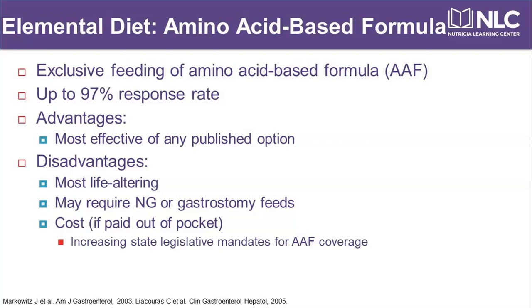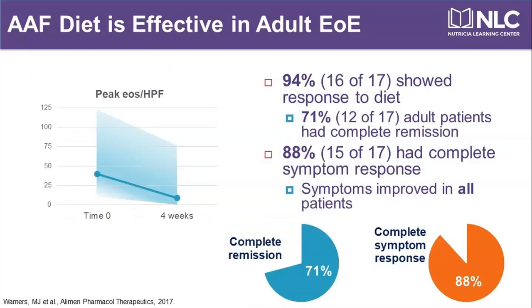And then there is a potential for significant cost if the family is having to pay for the formula out of pocket, although fortunately there has been a move in recent years for state legislatures to mandate amino acid formula coverage for conditions like this, but it's variable from state to state and certainly from private insurance plan to private insurance plan. So it's something that needs to be considered before instituting a diet like this.